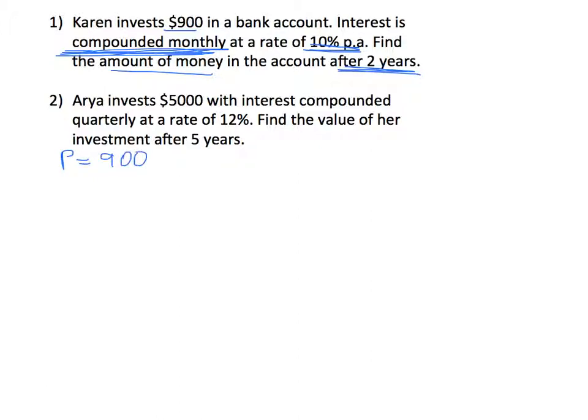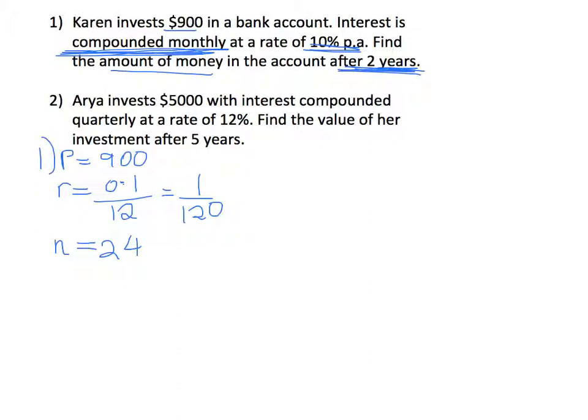Now, interest is being compounded monthly, which means we want R and N in terms of months. Our rate is 10% per year, which is 0.1. We want to change that to a monthly rate. Because there's 12 months in 1 year, we're going to divide that by 12. That comes out to 1 over 120, as a nicer little fraction rather than having a decimal in the numerator. So n now is the number of months. We've got 2 years here. There's 12 months in 1 year, so in 2 years there will be 24 months.